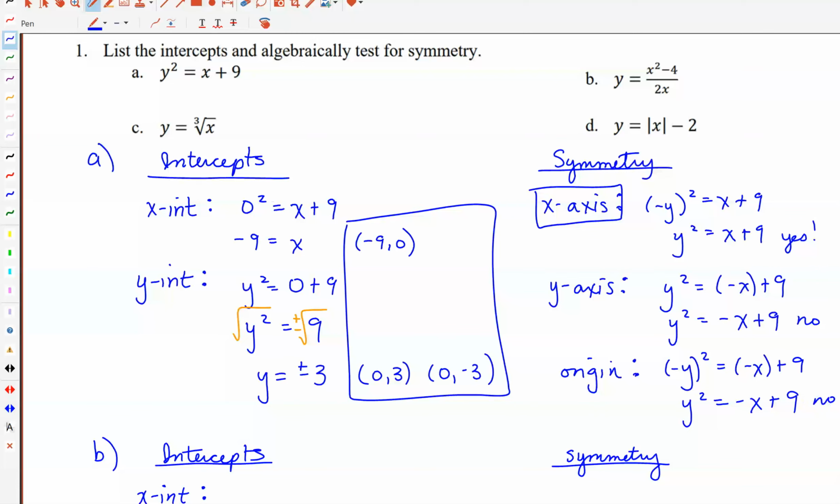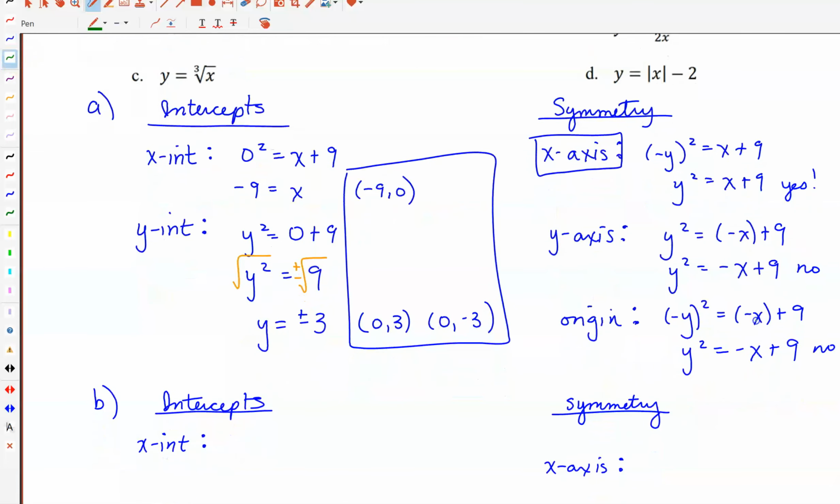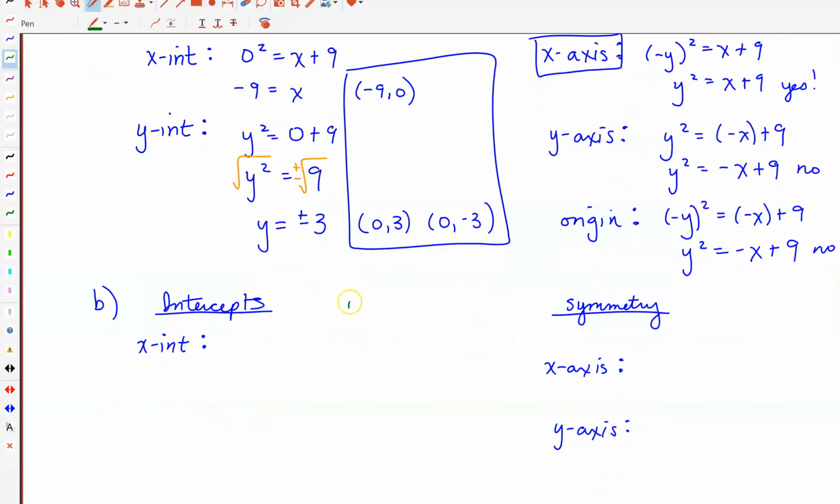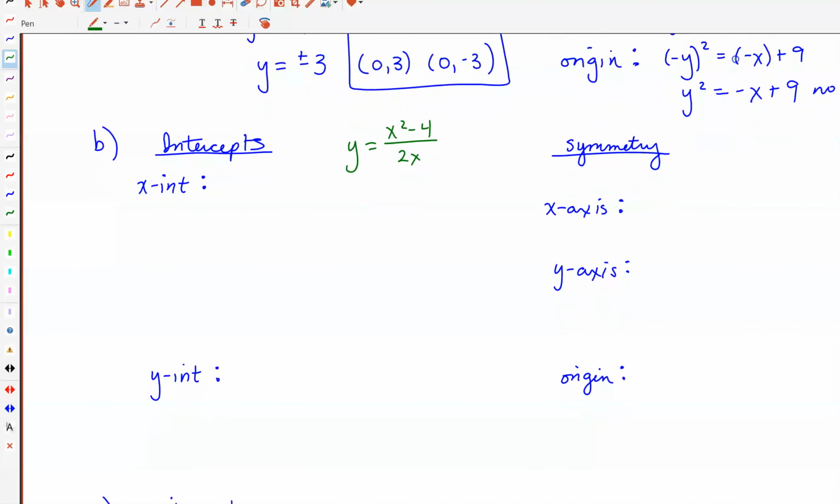So let's take a look at our next example. So I'll repeat the equation down here. It's going to be y is equal to x squared minus 4 all over 2x. So let's do the intercepts first. To find the x-intercept, we're going to let y be 0. So I get 0 is equal to x squared minus 4 over 2x. Multiply both sides by 2x to clear that fraction. We're going to have 0 is equal to x squared minus 4.